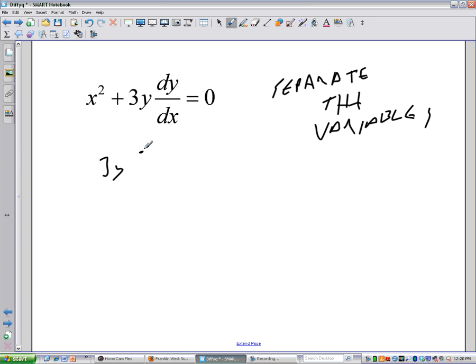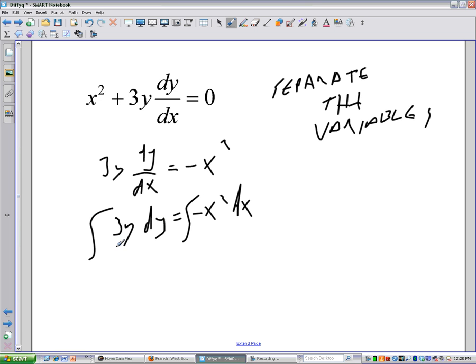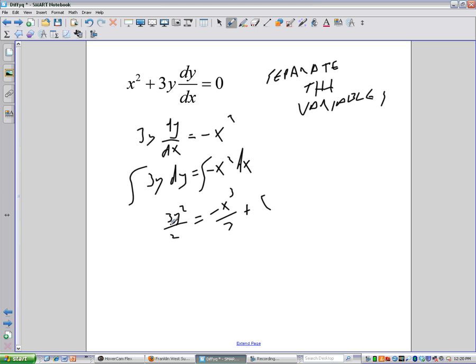So we'll have 3y dy/dx equals negative x squared. And then if I just multiply by dx on both sides, I'll end up with 3y dy equals negative x squared dx. And that is something that I can integrate. I integrate this side, I integrate that side. The integral of 3y is 3y squared over 2. And the integral of negative x squared dx is going to be negative x cubed over 3 plus c. And remember, we only add the plus c to one side, because we don't need to add a constant to both sides.